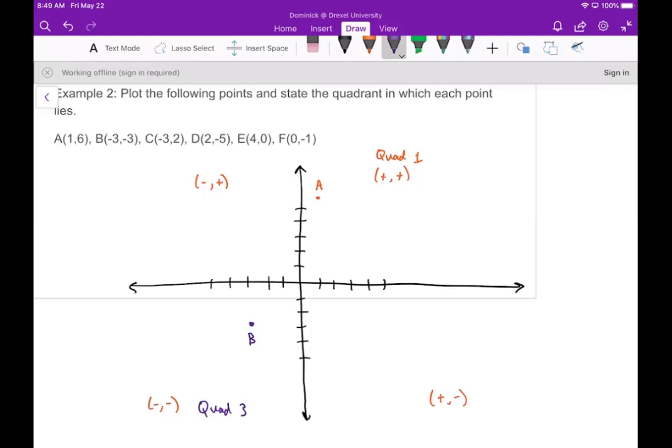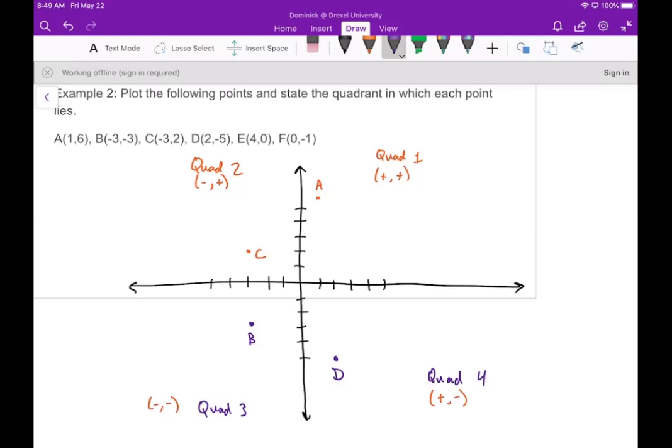Okay, and then we have point C, which is (-3, 2). So that's going to put us here. And of course, this is quadrant 2. Now point D is (2, -5). So that's going to put us here. And of course, this is quadrant 4.